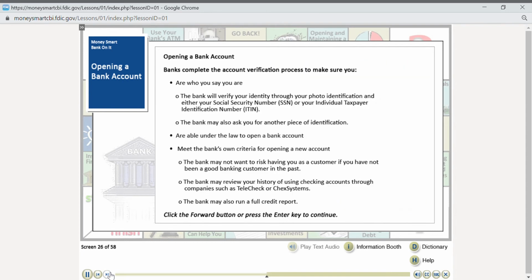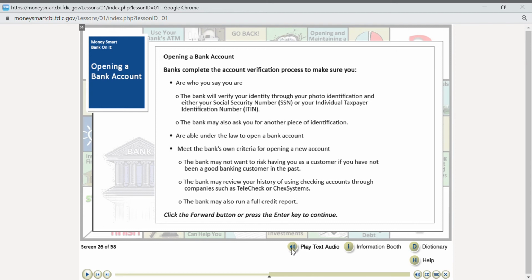When you go to open a bank account, the bank customer service representative asks for your identification to complete the new account opening process. Banks complete the account verification process to make sure you are who you say you are. The bank will verify your identity through your photo identification and either your Social Security number, SSN, or your individual taxpayer identification number, ITIN. The bank may also ask you for another piece of identification.